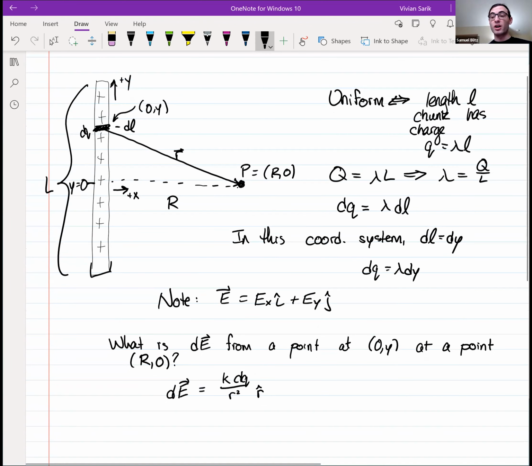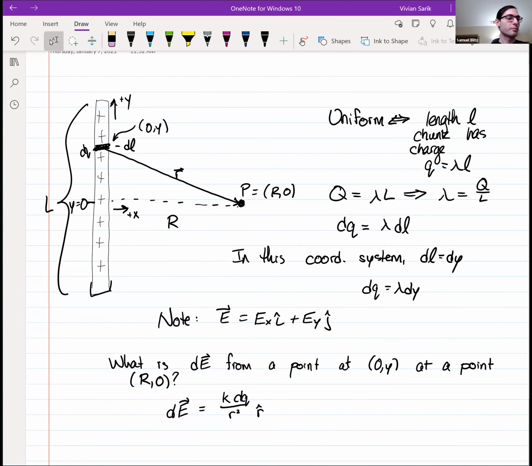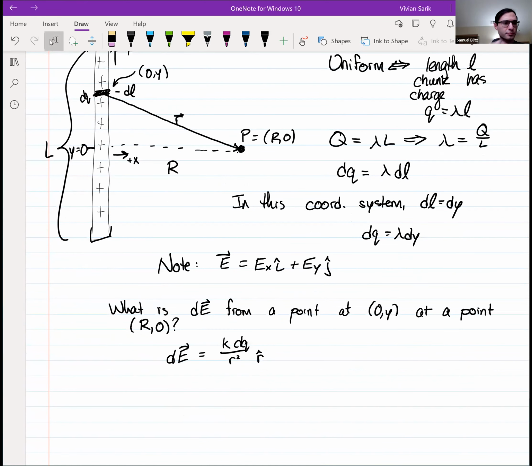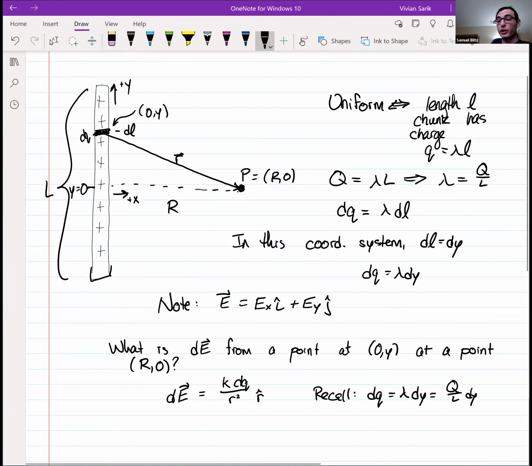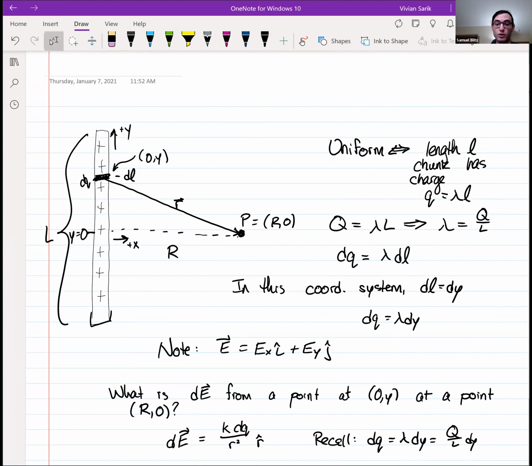And the unit vector r hat is the vector that points in that direction. So this is just a reminder. Recall dq is lambda dy, and lambda is just q over L. So this is q over L dy. Okay, now we have to do some geometry here.